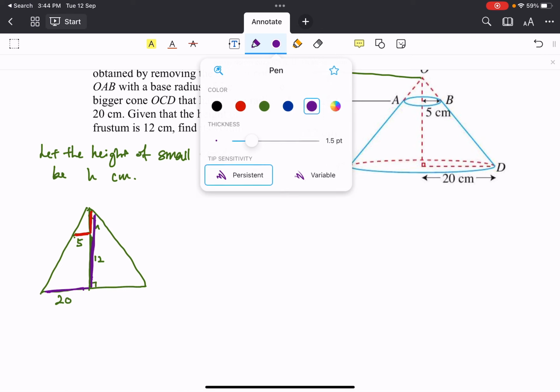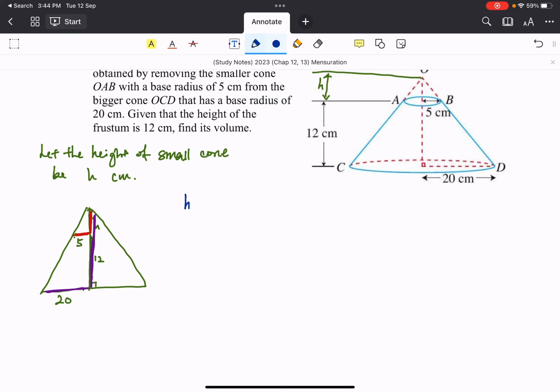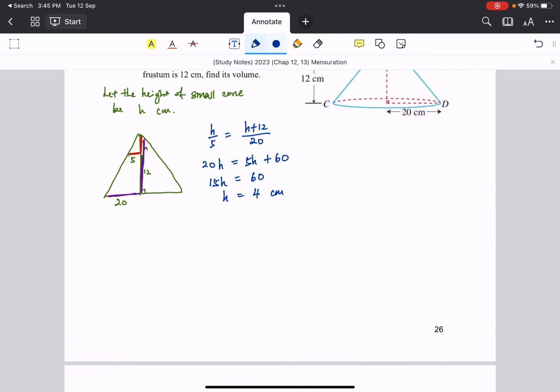So from here, we can write h over 5 is equal to h plus 12 over 20. So from here, we can find the height, the h. Cross multiply: 20h equals 5h plus 60, 15h equals 60, h is equal to 4 centimeter. So the height of the small cone is 4 centimeter. Once we have this information, we can go ahead and solve this question.